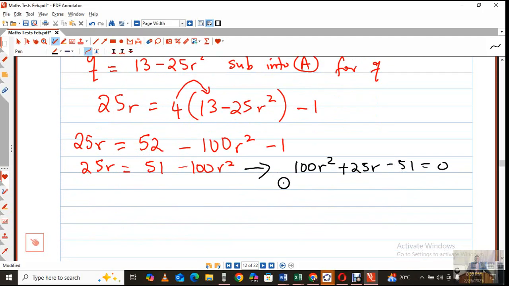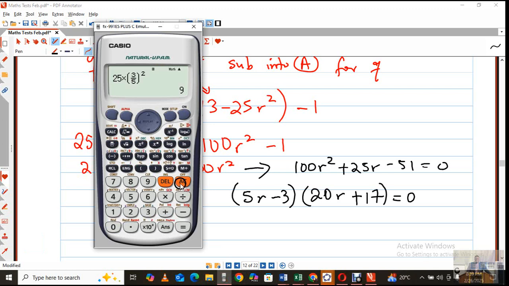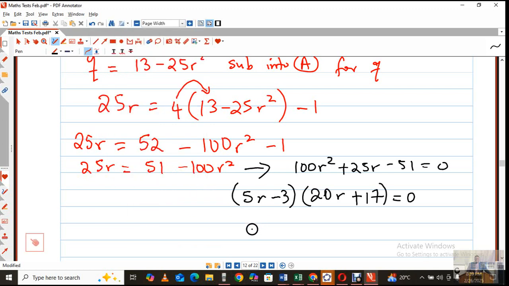Now, here's the thing. Let's suppose we do that and we have 5r minus 3, and then here you will have 20r plus 17. Of course, I factorize it, but you can use the formula. Okay, you will see that 5r minus 3 is equal to naught, or 20r plus 17 is equal to naught.